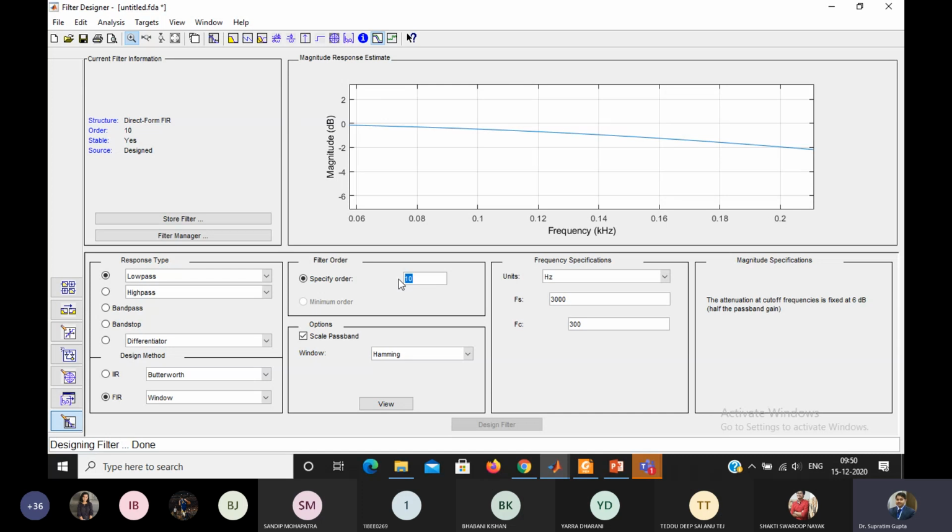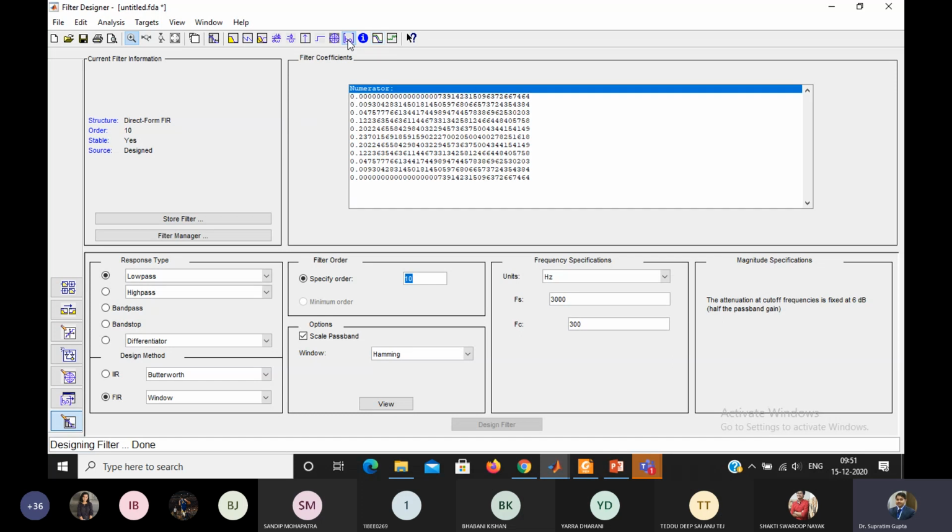So what is your task? Your task is to explore this filter designer, and once the filter is designed, you get the values. Those values should be stored. Now one question should be raised here: you are finding that these values are very small, in fractions.